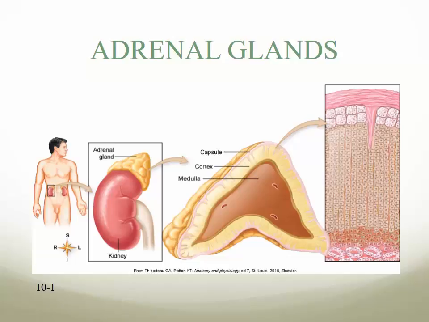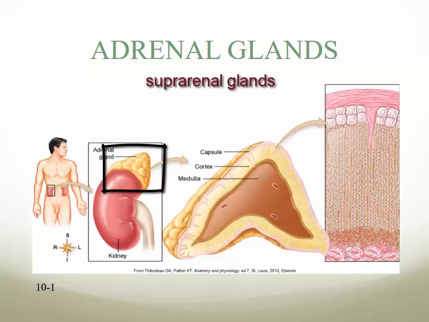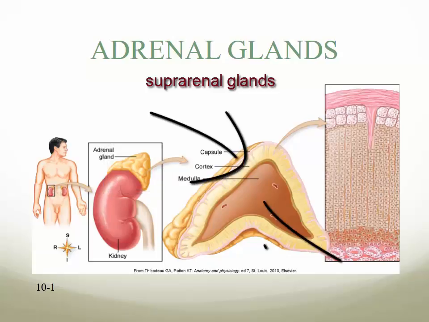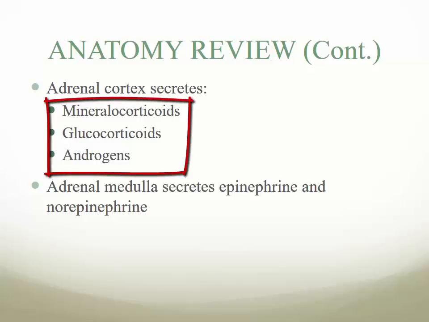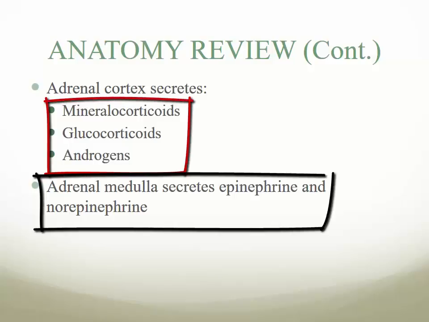The adrenal glands are otherwise called suprarenal glands, and they look like little hats on top of the kidneys. They consist of an outer cortex and an inner medulla, and we'll find that each of those areas will secrete different types of hormones. The adrenal cortex secretes 3 hormones, while the adrenal medulla secretes 2, specifically epinephrine and norepinephrine.